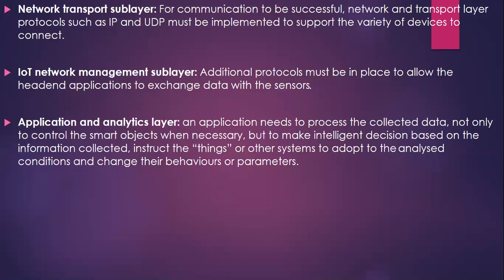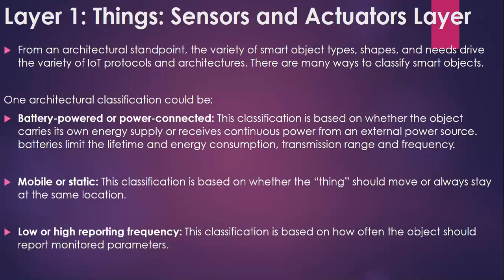Then lastly, the application and analytics layer. An application needs to process the collected data, not only to control the smart object when necessary, but to make intelligent decisions based on the information collected. We need to be in a position where whatever information we get should be analyzed, and over that we need to take certain decisions. For that, our application and analytics layer will be helpful. So this was the brief introduction regarding the IoT simplified architecture.